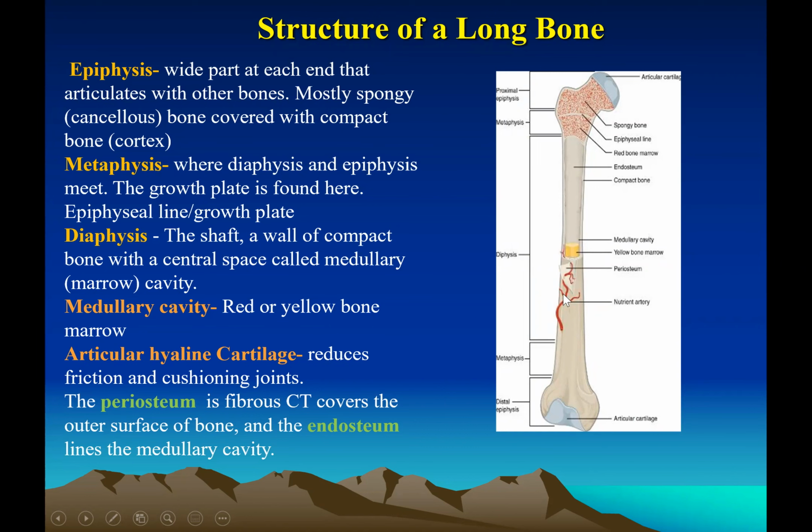Bone is heavily nourished with arteries. It has a rich blood supply. The membrane that covers the bone and protects the bone is called periosteum. It's a tough, dense, fibrous connective tissue that's protecting the bone. And the connective tissue in the medullary cavity is called endosteum.